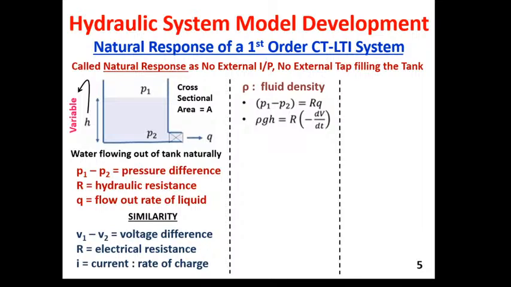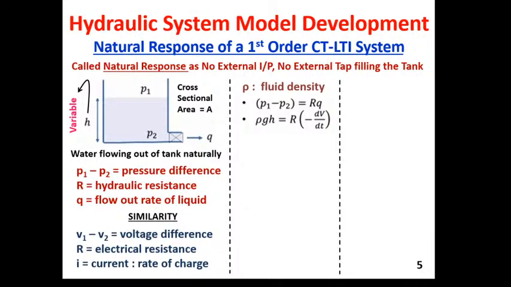So let us find out what is P1 minus P2. P1 minus P2 is nothing but R into Q. That is, V1 minus V2 is equal to R into I in case of an electrical circuit. In case of a hydraulic circuit, P1 minus P2 is equal to R into Q. In the middle column, you can find that towards the top.